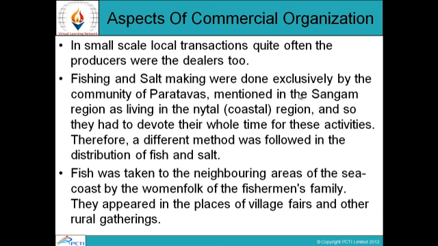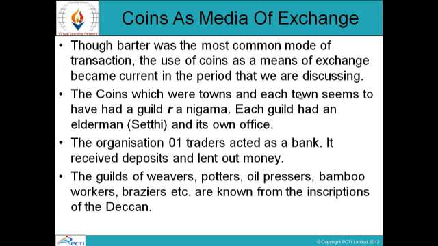So, fish was taken to the neighboring areas of the sea coast by the womenfolk of the fishermen's family, and they appeared in the places of village fairs and rural gatherings.